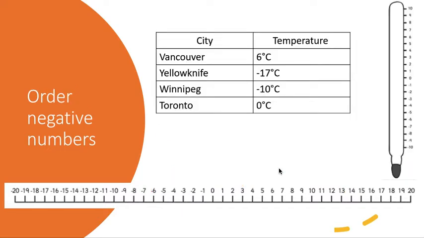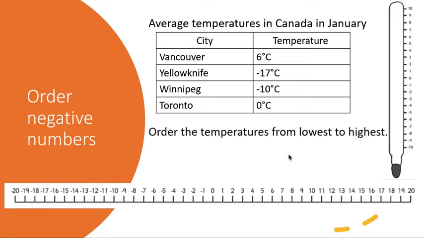Okay, on to today's lesson. Today we're looking at ordering negative numbers. We're going to be ordering some positive numbers within that. So first of all, let's look at this table. We've got cities and the temperature in those cities. Vancouver, Yellowknife, Winnipeg and Toronto, all cities in Canada. These are the average temperatures in Canada in January. So our job is to order the temperatures from lowest to highest.